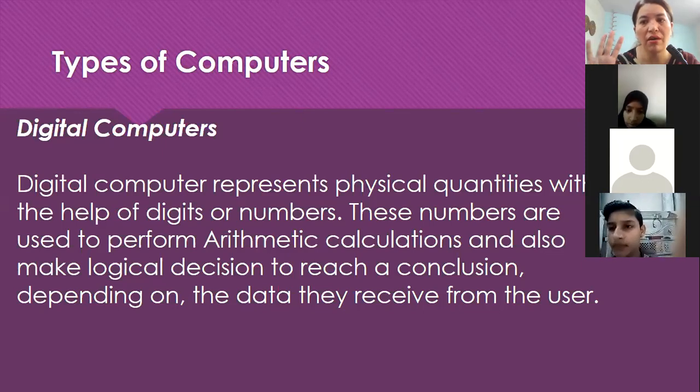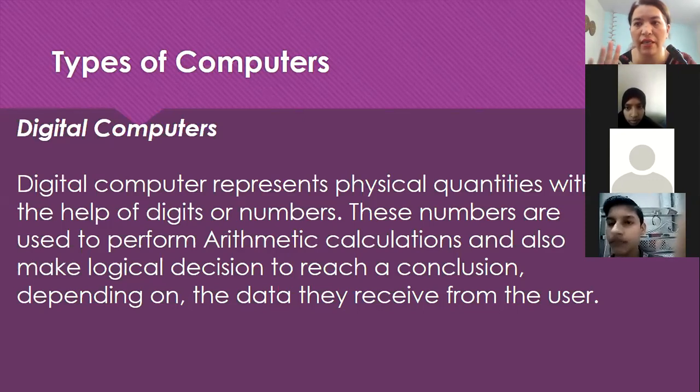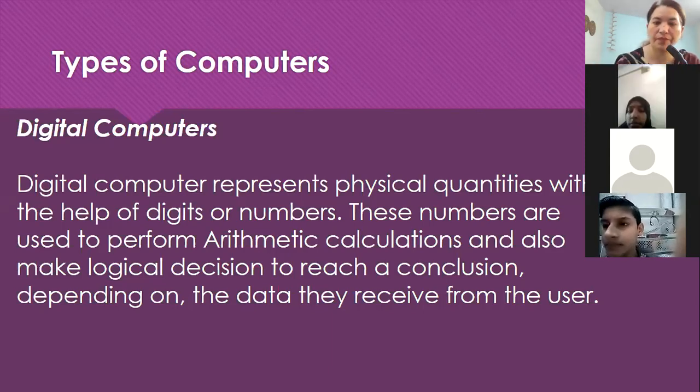3 plus 2, 5. So that is the digital computer if I'm talking about a calculator. Give the physical quantity, which is the solid one, and get the physical quantity answer. Understand? 2 plus 2, 4. It is not that today it is 2, tomorrow it will be 3. That is not possible, right? These numbers are used to perform arithmetic calculations. Through numbers, you can perform arithmetic calculations.